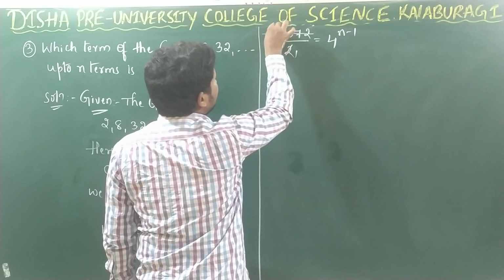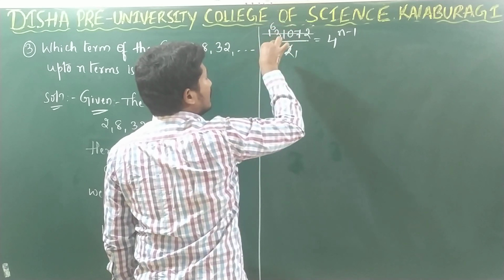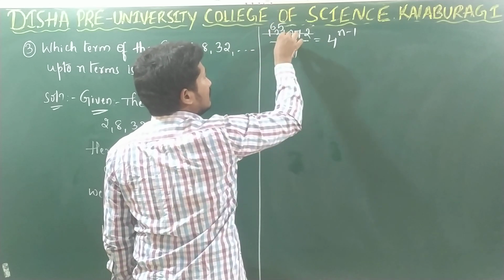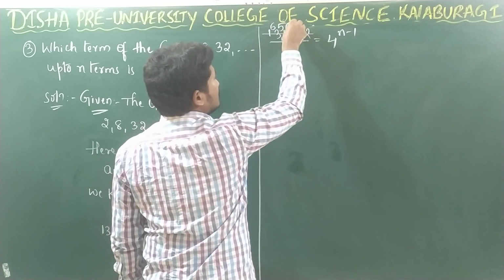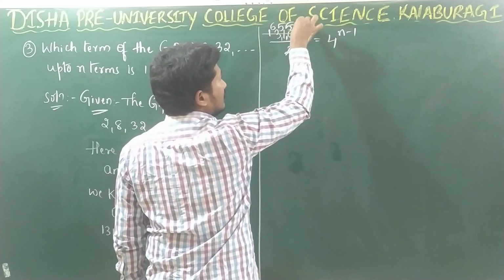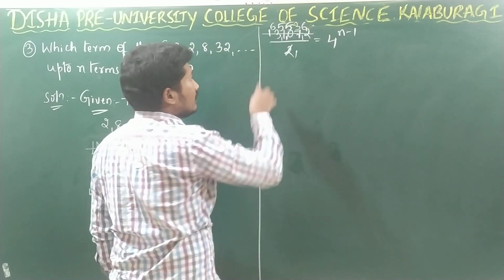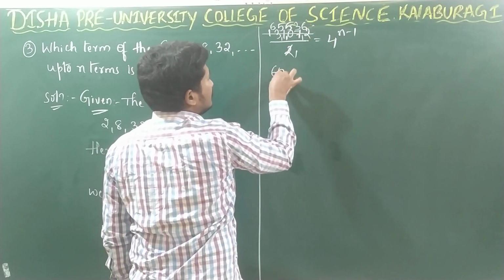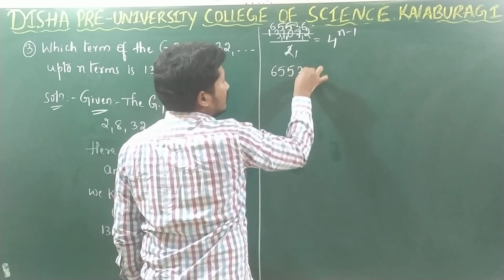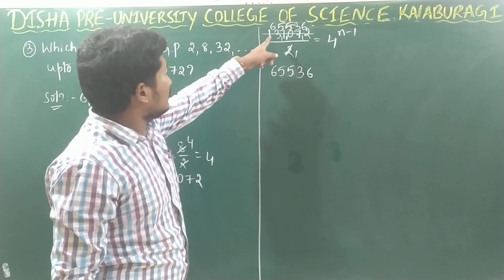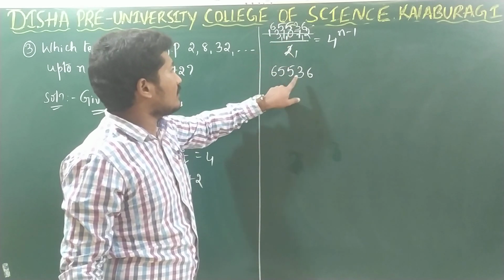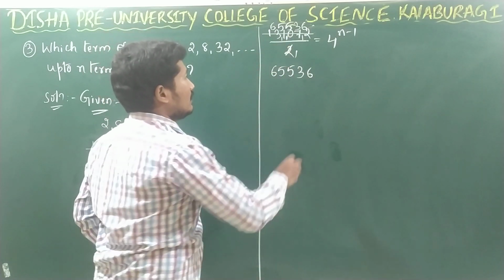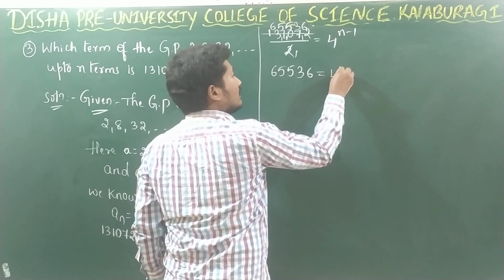See, 2 6 is 12, here 1 carry, 6 5 is 10, here 1 carry, again 6 5 is 10, right? Next 2 3 is 6, 1 carry, 2 6 is 12. Am I right? So you will get 65536. You can check, when you divide 131072 by 2, you will get 65536. That is equal to 4 power n minus 1.